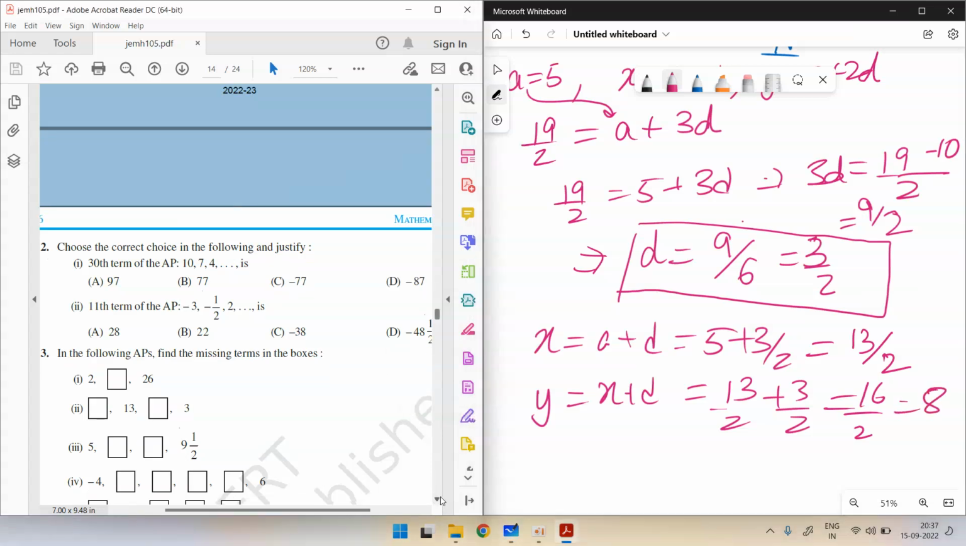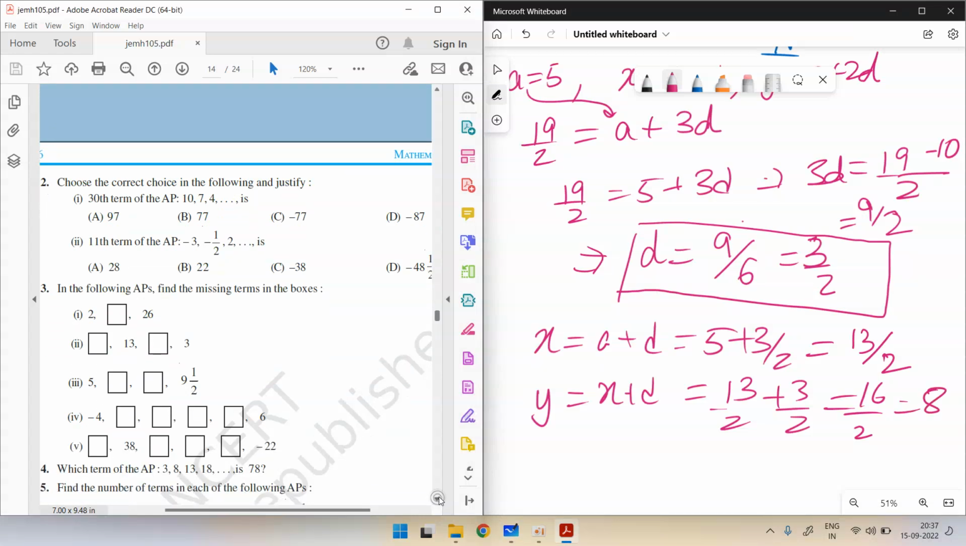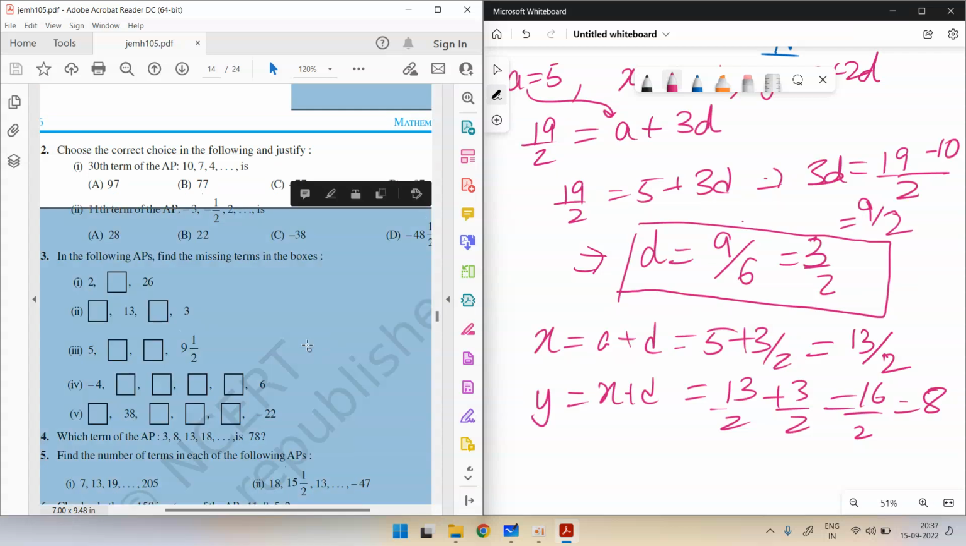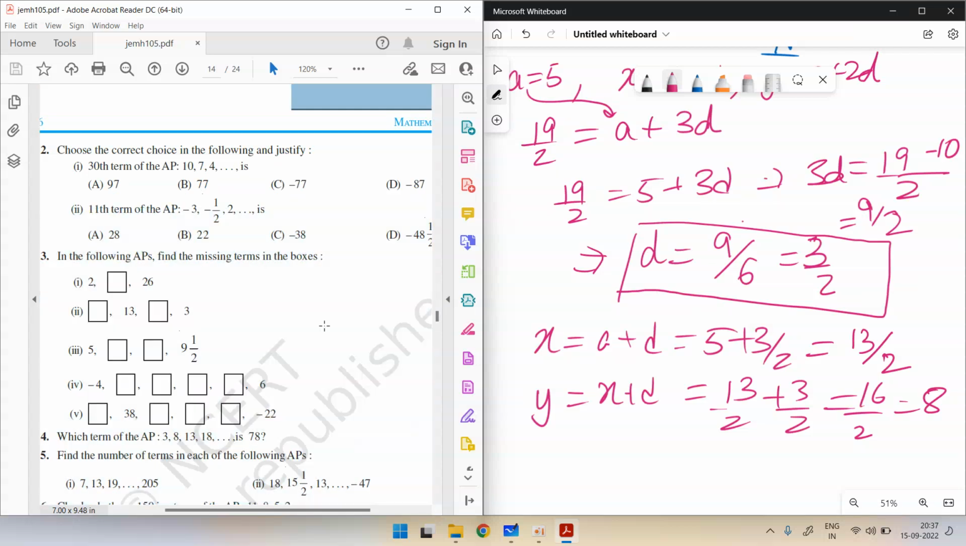Now I have solved enough, and you need only two equations to get all the values. So these two are enough to get the values of a and d, because it ultimately leads to a linear equation in two variables, and you can find the values of a and d, and from a and d you can find the other values also.